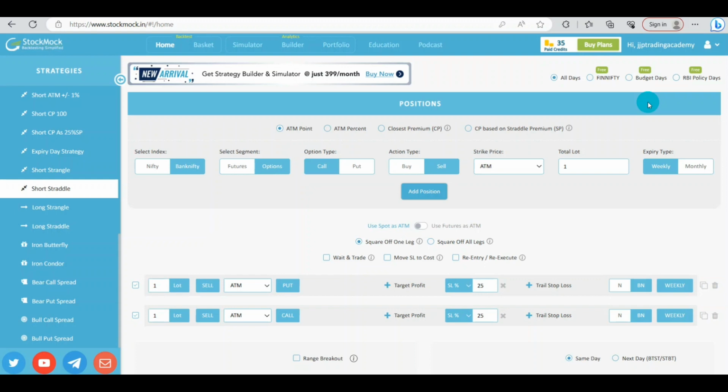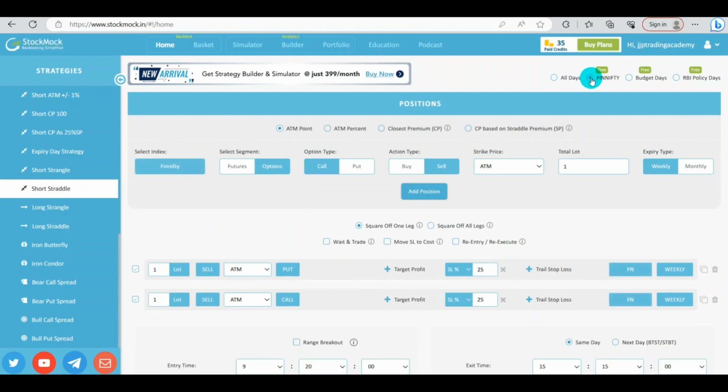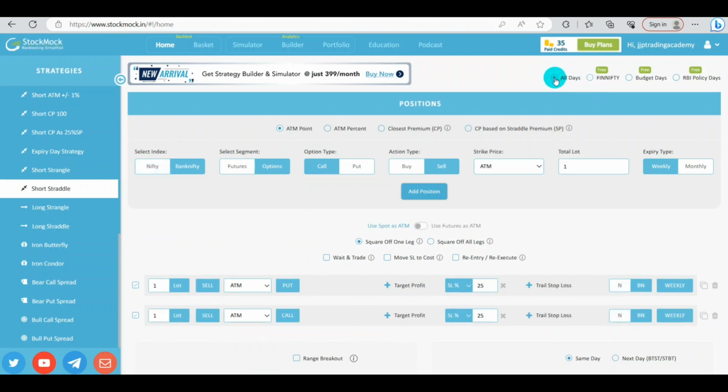Actually, this StockMark platform provides you all the data regarding the Bank Nifty index, Bank Nifty as well as Nifty and Fin Nifty. Fin Nifty is nothing but CNX Finance, which you will see in TradingView as CNX Finance. This is one of the indices, similar to Nifty. Now in this platform you can see the backtest, but they are charging somewhat.